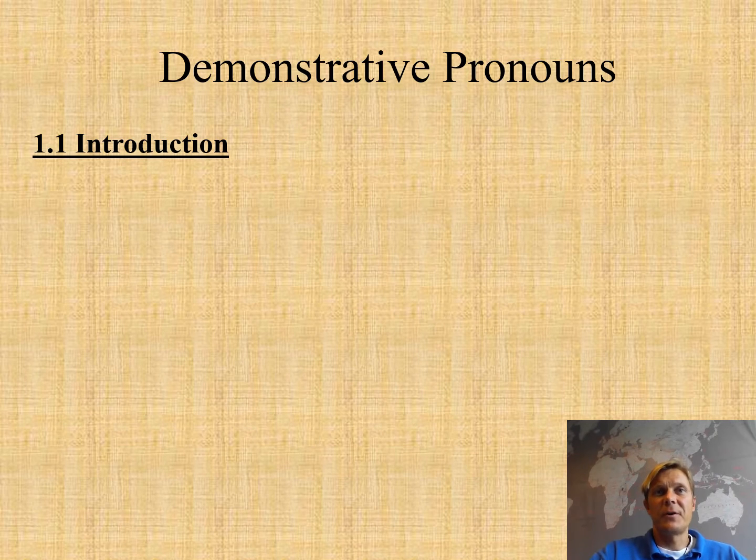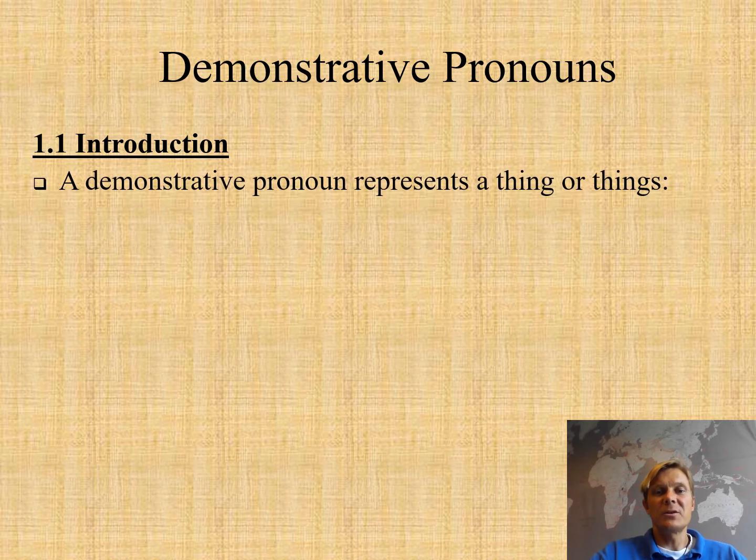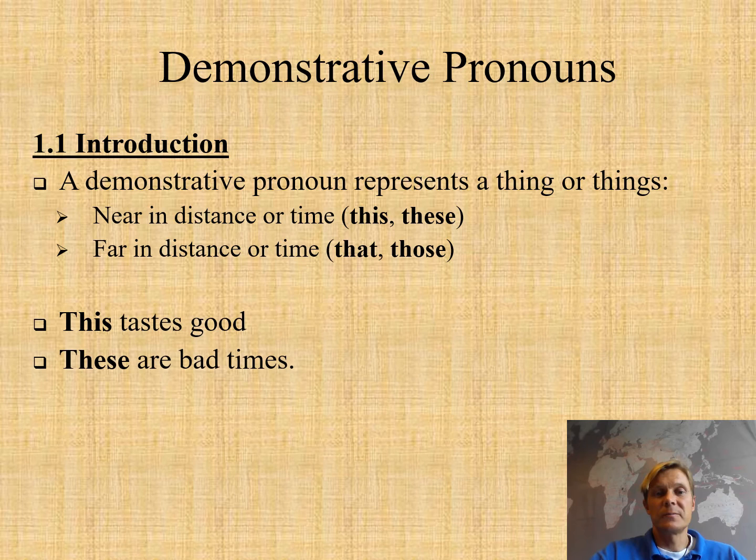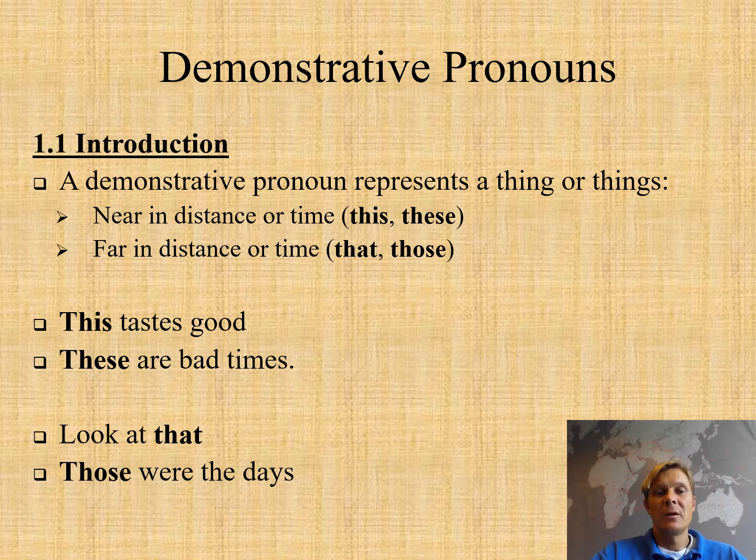Demonstrative pronouns are very easy. Basically, it's this, these, that, those. A demonstrative pronoun represents a thing or things. The ones that are near in distance are this or these, and far in distance, obviously time also, that or those. Here you can see examples: This tastes good, and these are bad times. That and those were the days.